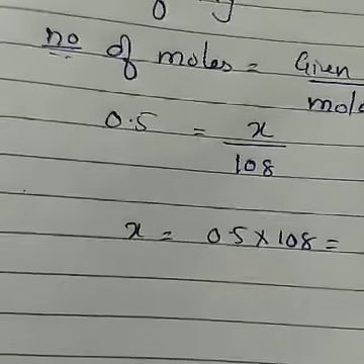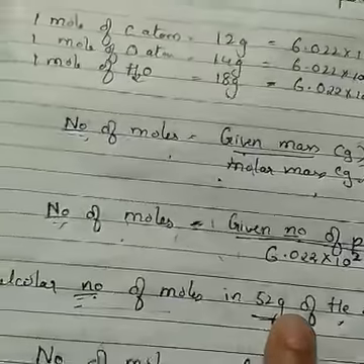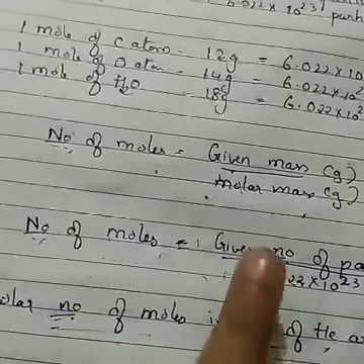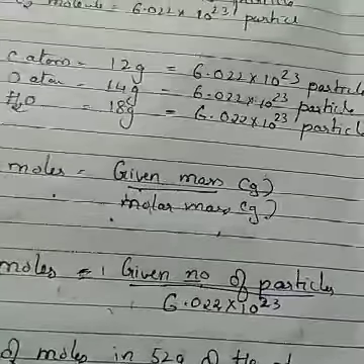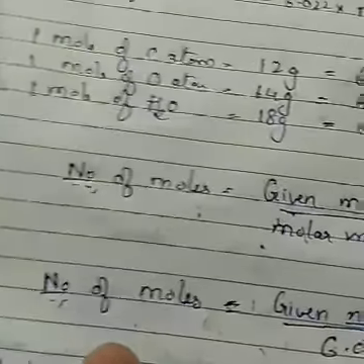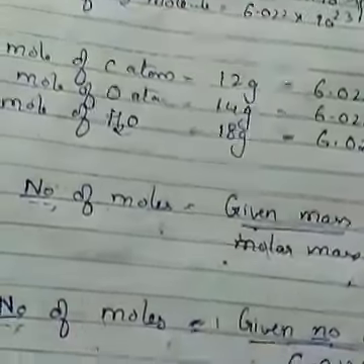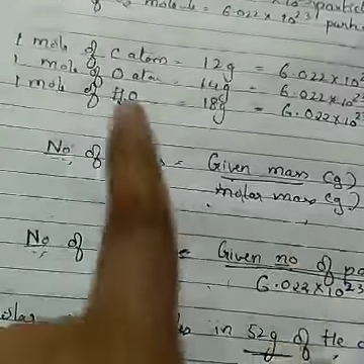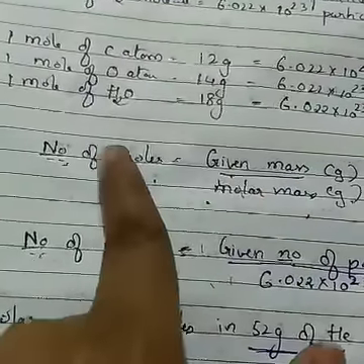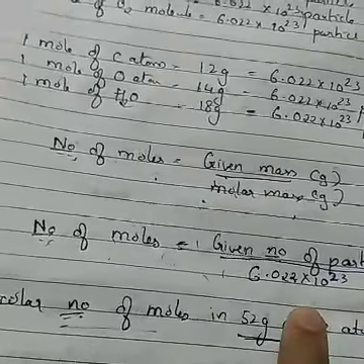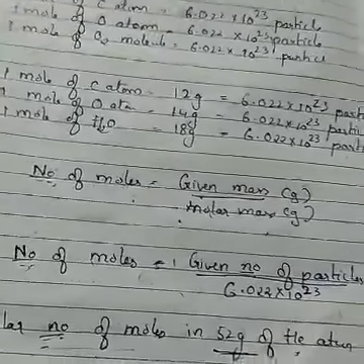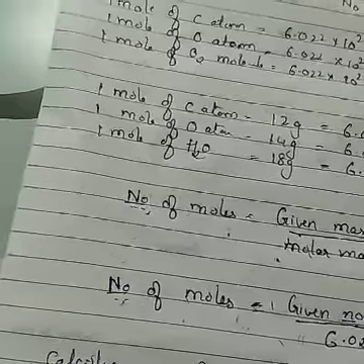Similarly, you can get numericals based on number of particles. Given number of particles, to calculate the number of moles, you have to divide by Avogadro's constant. Then you can get the number of moles. Suppose mass is given and you have to find the number of particles, then first calculate the number of moles, substitute it here, and then you can find the number of particles. Okay, let me do one question of that also.